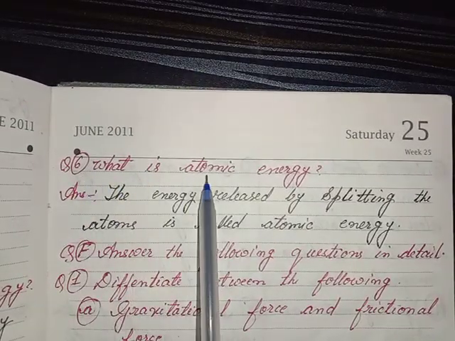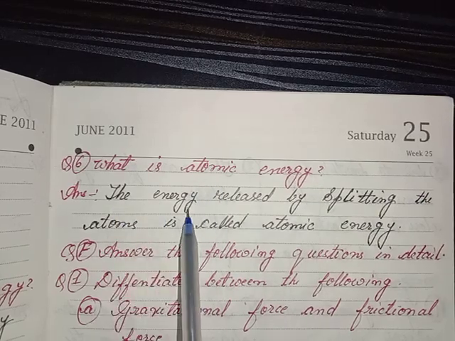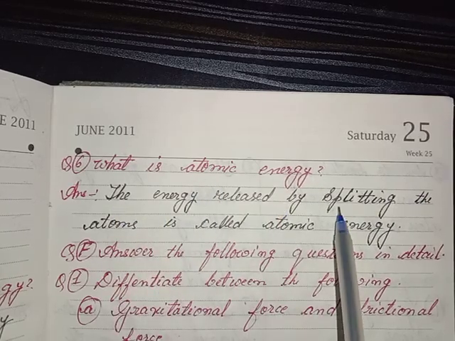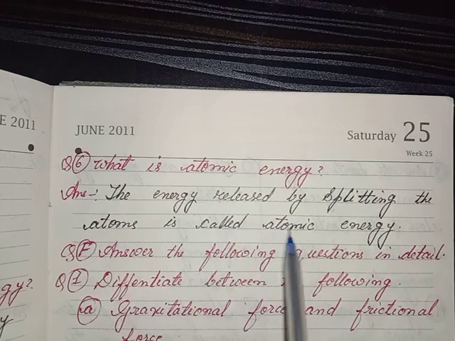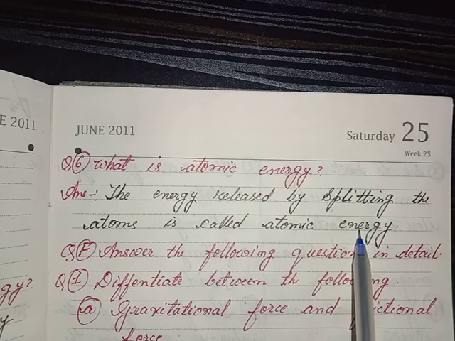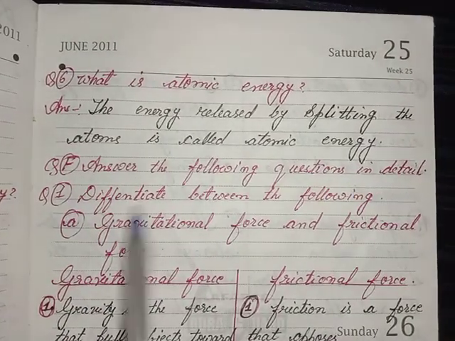Six. What is atomic energy? Answer: the energy released by splitting the atoms is called atomic energy. F. Answer the following questions in detail.